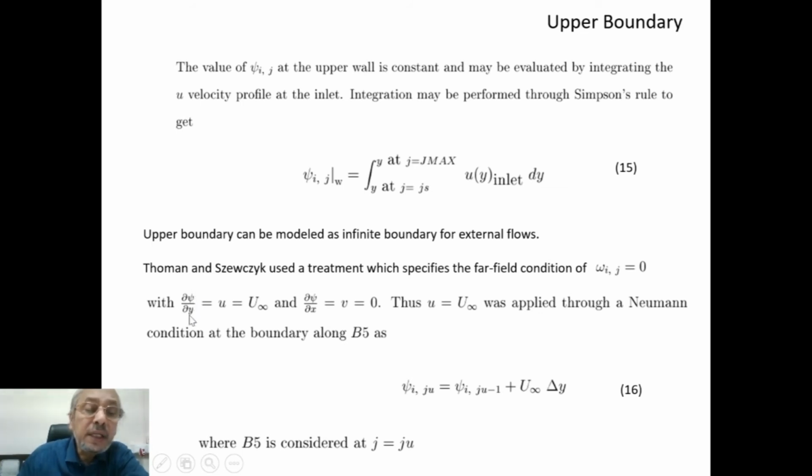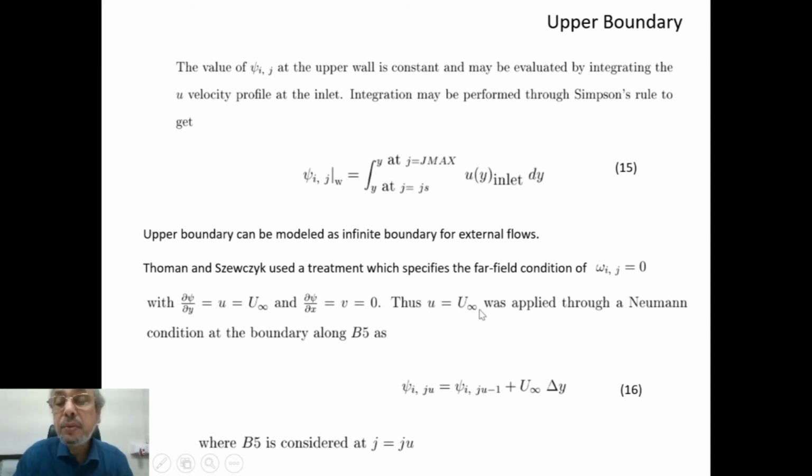With ∂ψ/∂y equal to u∞, a uniform stream may be considered, which is flowing with u∞ velocity, and ∂ψ/∂x equal to v equal to 0. So in the unperturbed stream, only the streamwise velocity is there, which is u∞. The V component is also 0. It is quite far from the solid boundary.